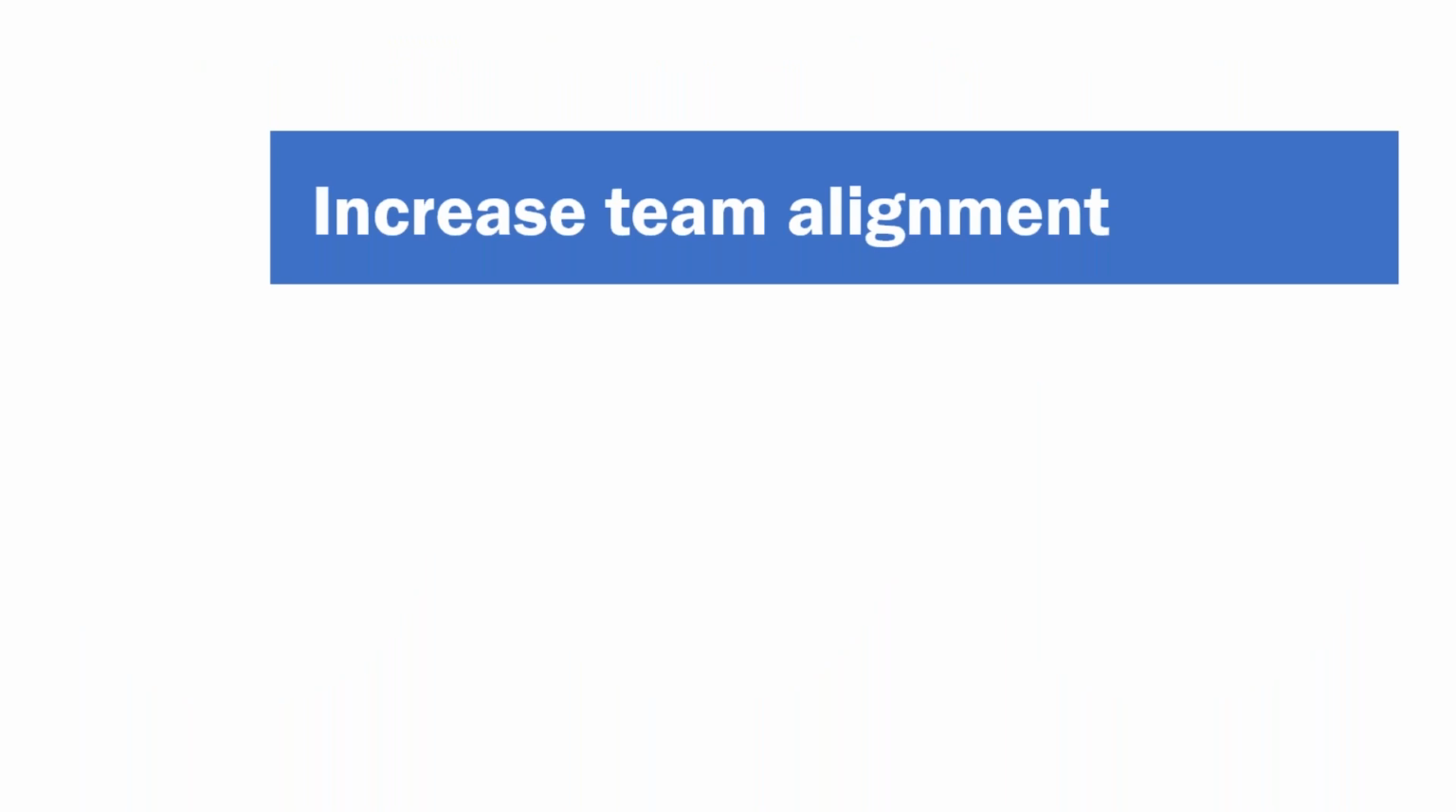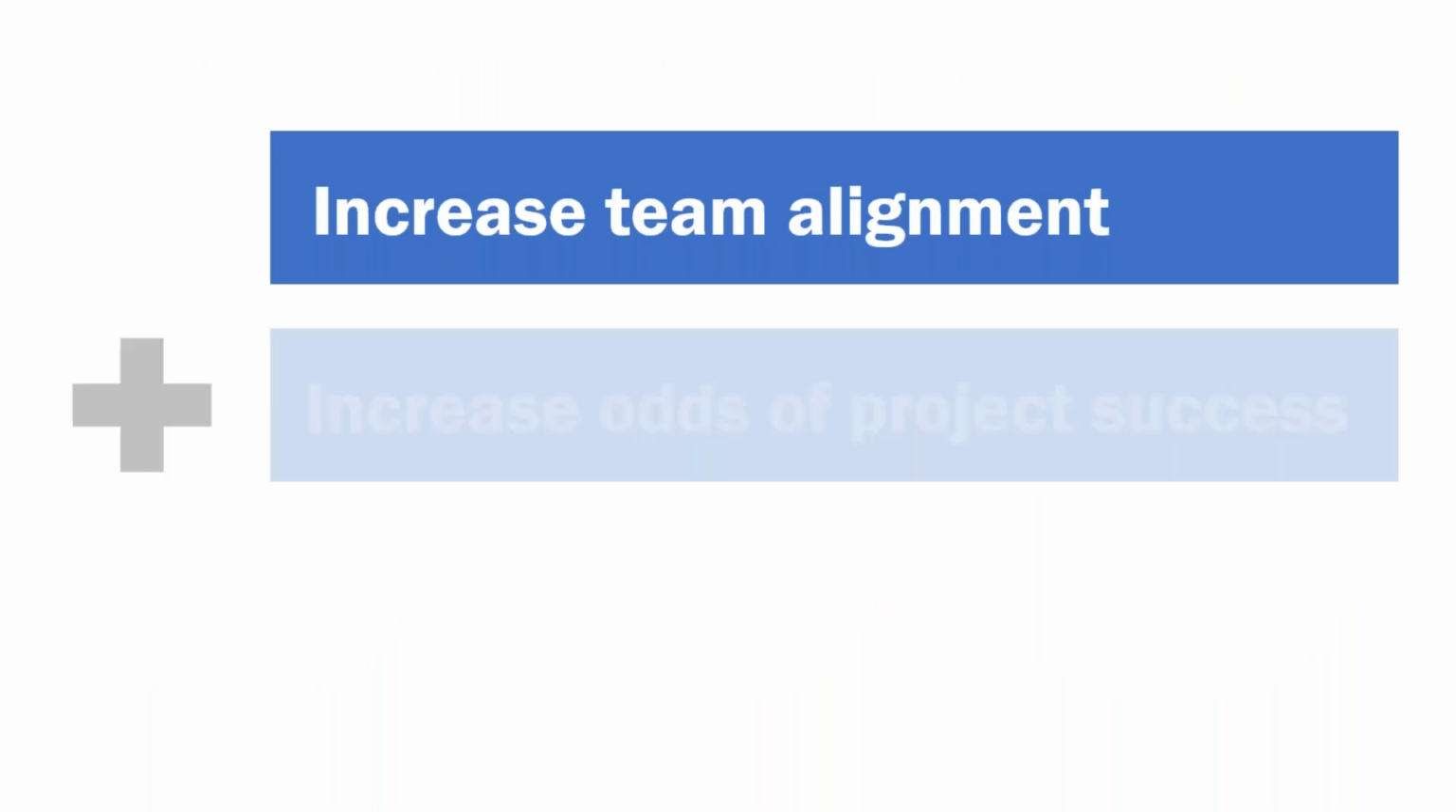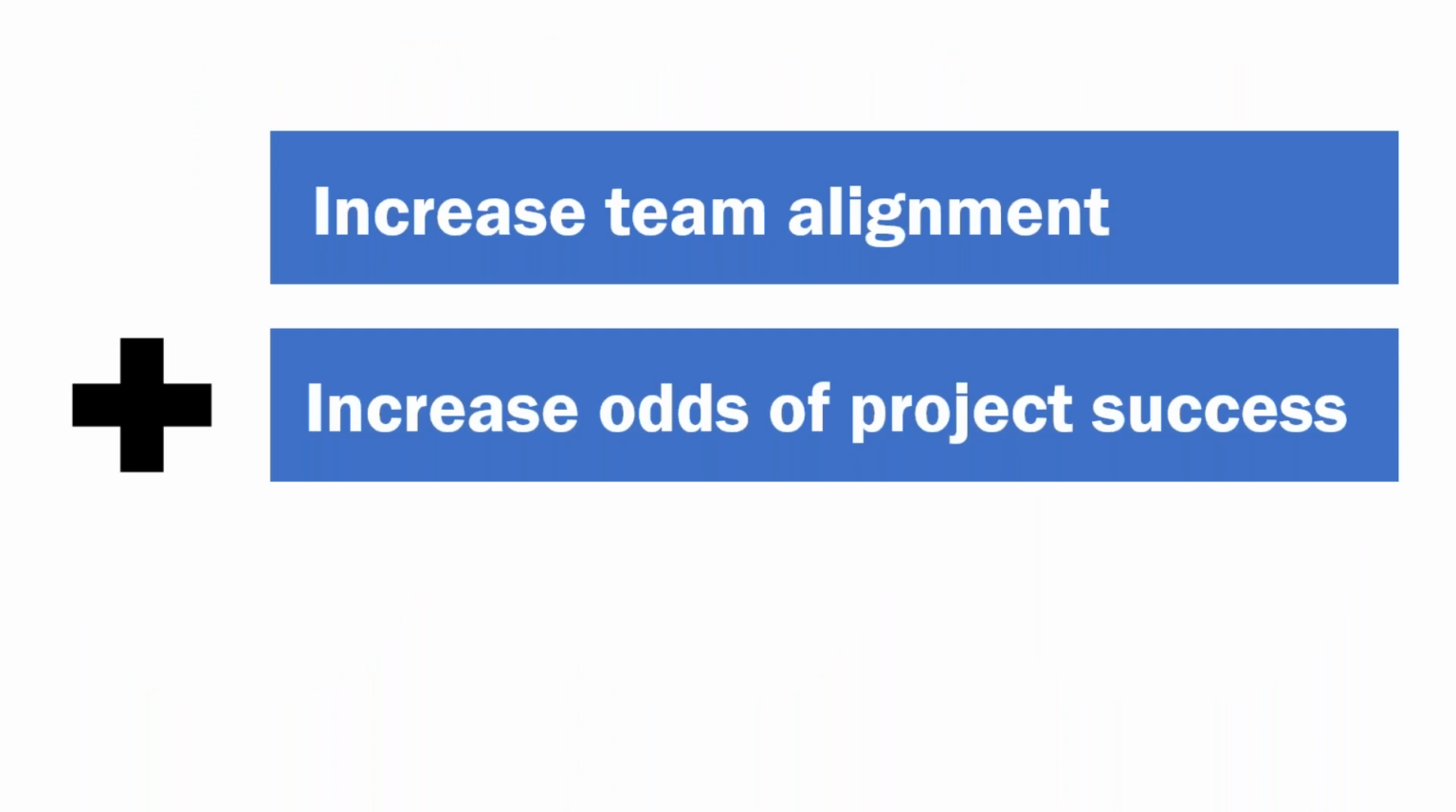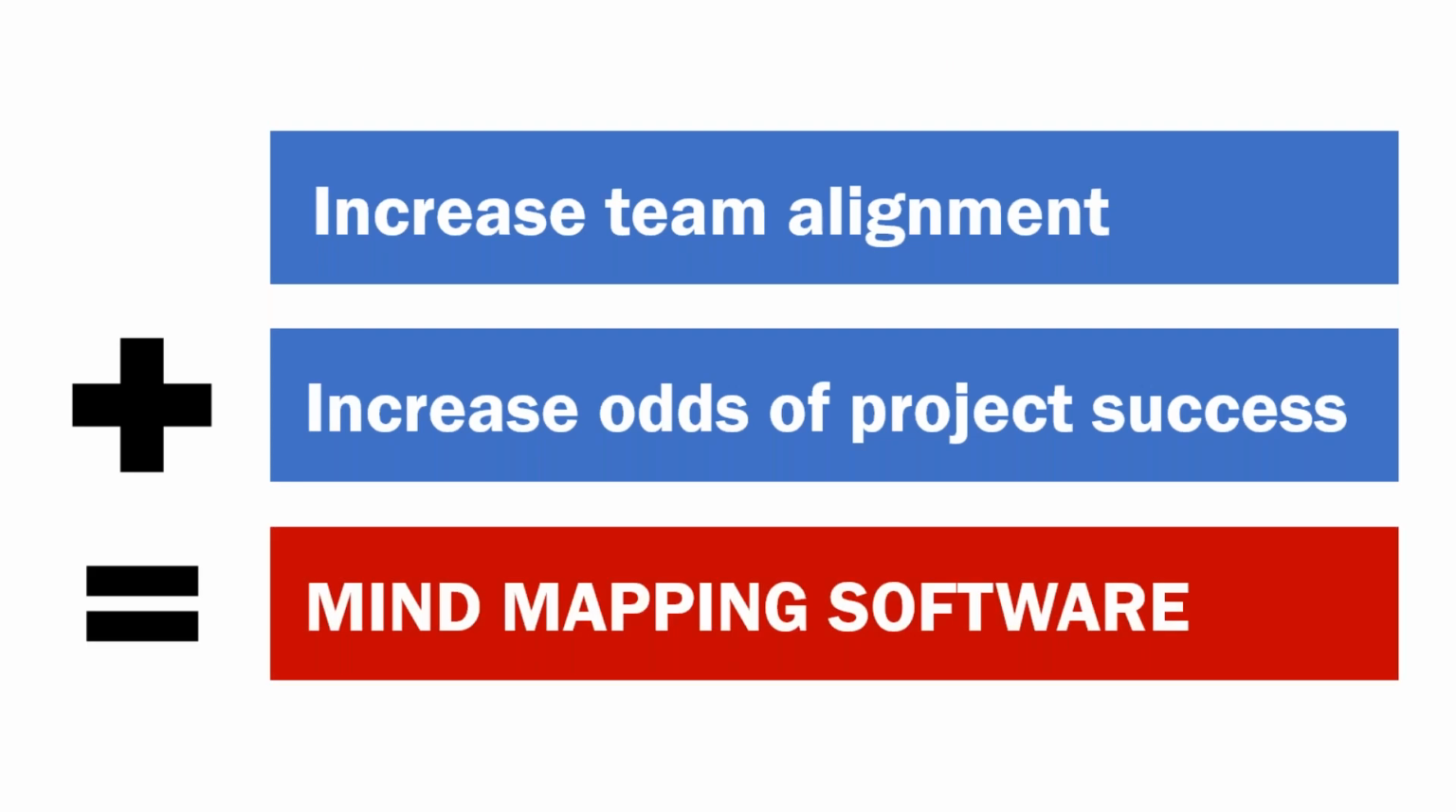So we see a very strong need to increase team alignment. And obviously we want to increase our odds of project success to improve on the figures that we saw earlier. And I want to submit to you that mind mapping software is one very powerful way to do that. And we're going to dig into why that is.